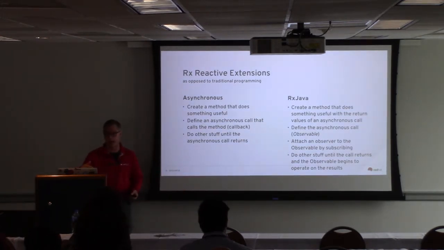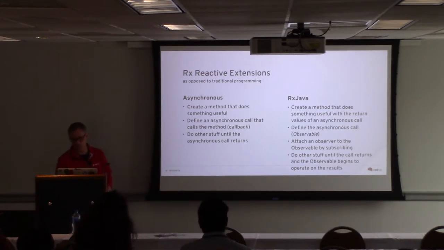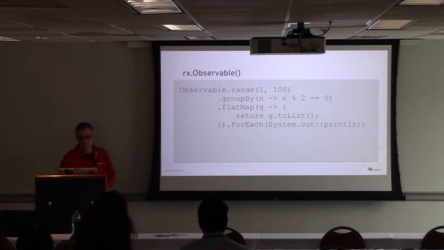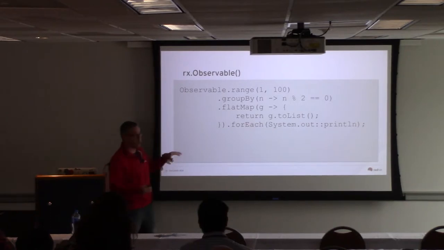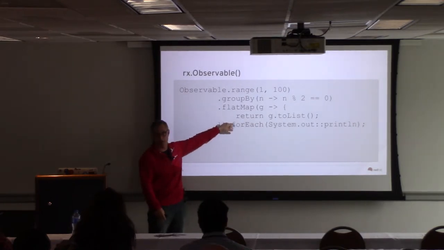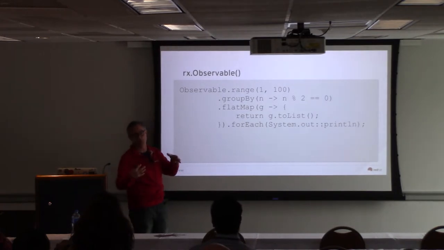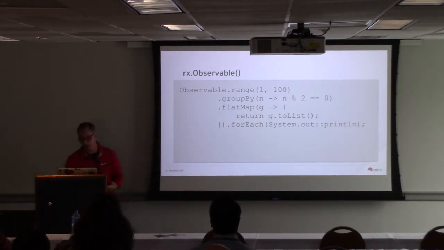Now, there are subclasses of observable. I'm going really quick, so I'm not going to get into all of them. In RxJava 2, there's a couple of things, Flowable and Completable, that have different use cases, but they're subtypes of Observable. And then the other big piece is, one, we have this method that does something useful that we observe, and we call subscribe on it. And the other piece is all of these modifiers that we saw, like group by and flat map.